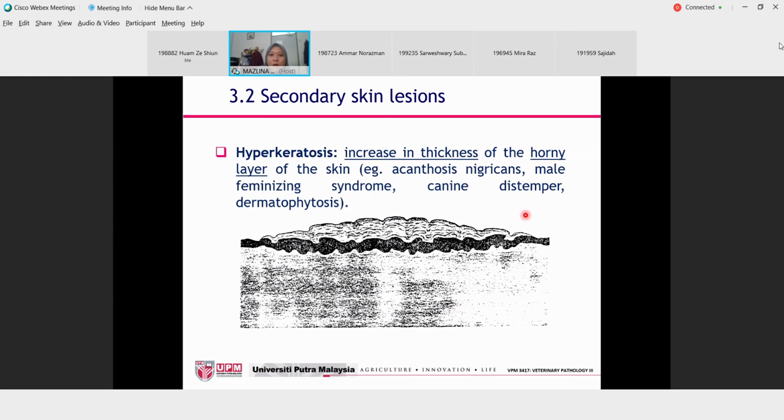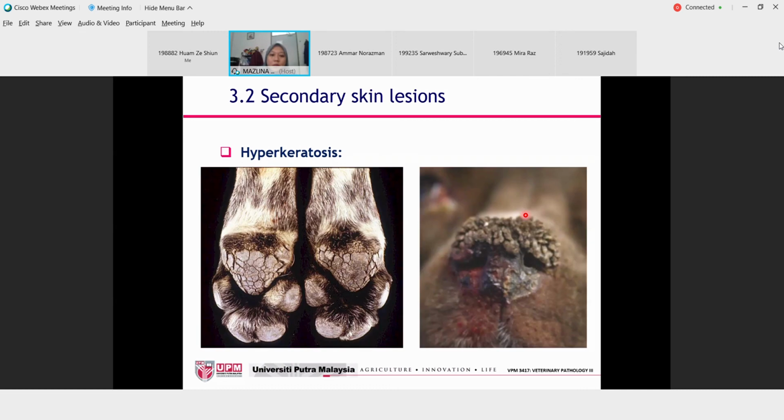Okay. This is an example of hyperkeratosis. So the foot pad becomes very, very thick. Okay, this is the nasal planum. Alright.